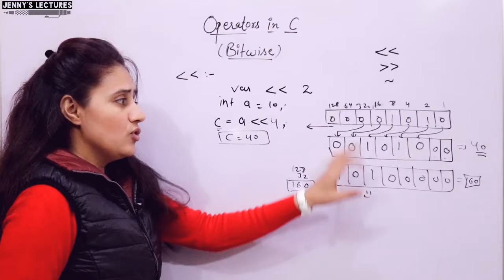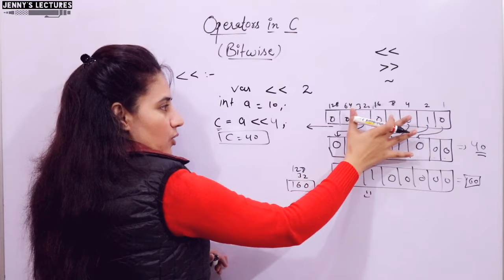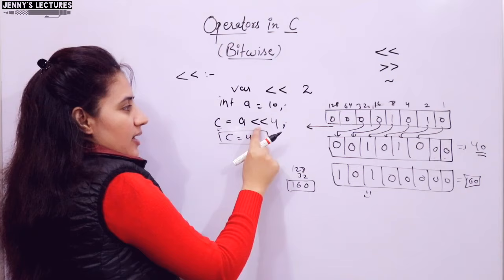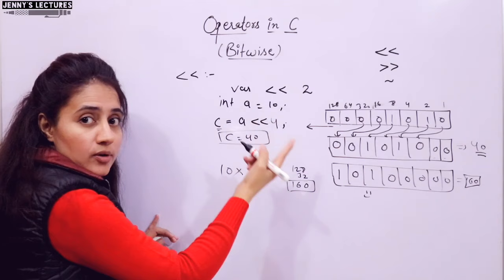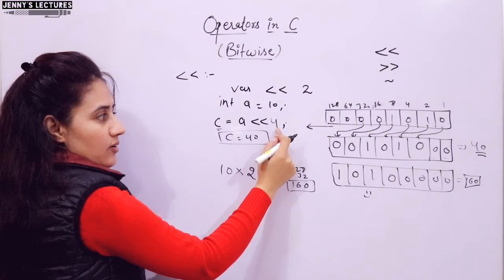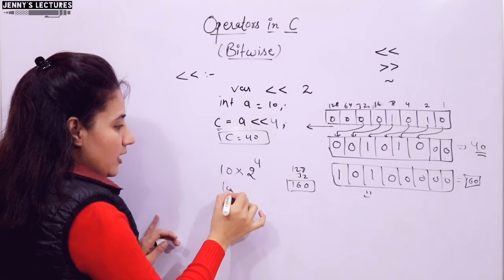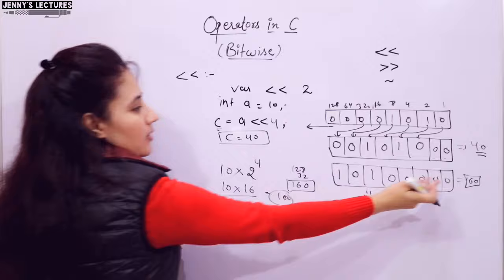Now, what is the shortcut? Without converting it into binary and without shifting, how can you tell? See, if A left shift 4, then what final output will you get? Take the number, that is 10, into 2 raised to power the right operand. This is the left operand to this operator, this is the right operand. So here in the right operand we have 4, 2 raised to power 4. Now 10 into 2 raised to power 4 is 10 into 16, so that is 160, and that's it, we got 160.